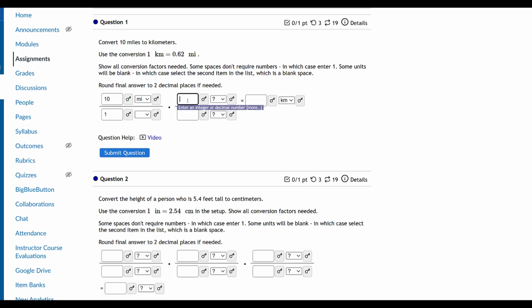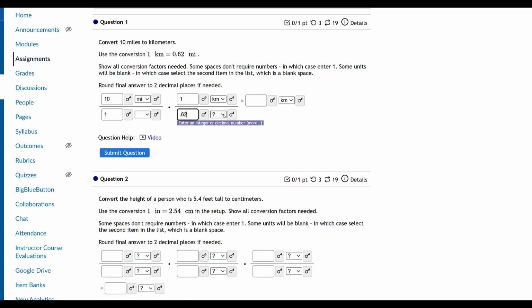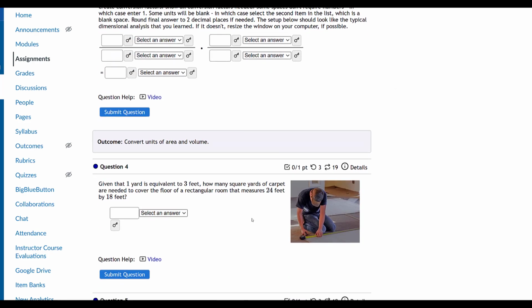So we want to get rid of miles. So we're going to put kilometers on top. So 1 kilometer per 0.62 miles. And then that would give me, let me just do my calculator, 10 divided by 0.62, 16.13. And let's see, I got 16.129, but it says rounded 2 places. So, hey, that's the correct answer. So that's how we do that problem. You got a few more like that down here.